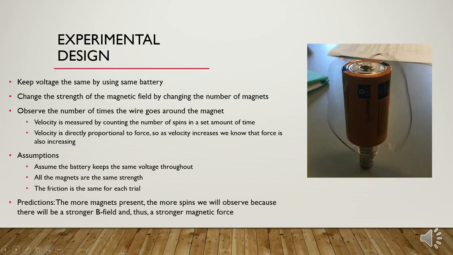In our experimental design, we used one D battery, two copper wires, and several small magnets. The magnets were attached to the bottom of the battery, which we will call the negative end. In this trial, we are assuming that the battery has the exact same voltage, the magnets are all the exact same strength, and friction is the same across every run. We can observe the number of times a wire goes around the magnet, and we can use that to determine the velocity. Since we know that the velocity is directly proportional to the force, when the velocity increases, so does the force.